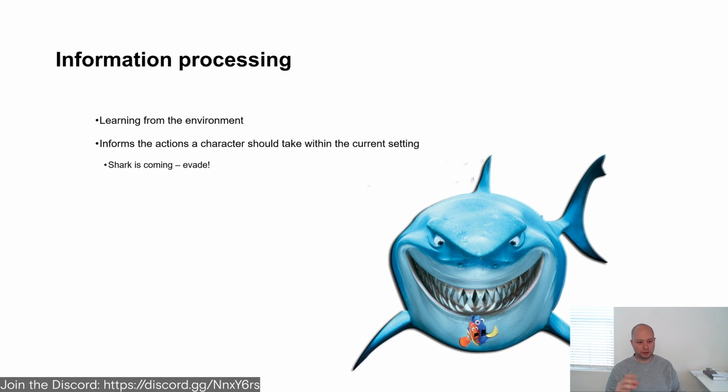So ultimately, it's really about information processing. Your agent is going to be learning from its environment, given the inputs that it's allowed to have, and then it's going to inform a set of actions that it should take. For example, if you see a shark, if there's a predator coming to an object that can be consumed by a predator, and its goal is to not get consumed, then it's going to try to evade that predator.